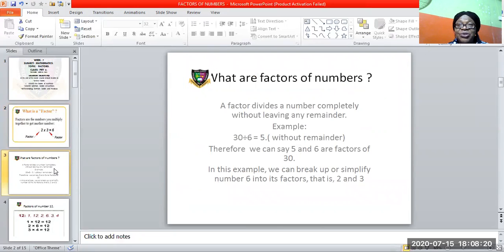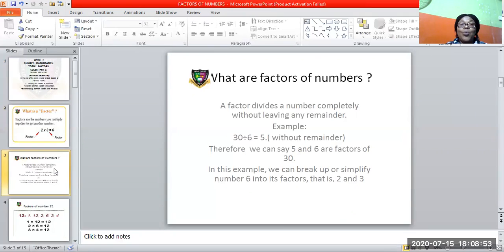What are factors of numbers? An extension of our explanation. What are factors? A factor divides a number completely, without leaving any remainder.